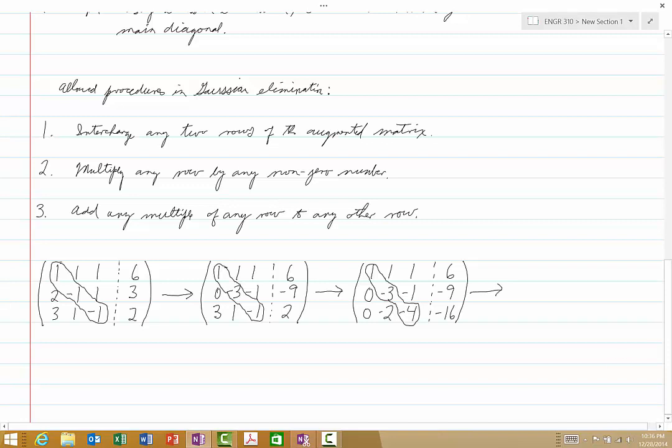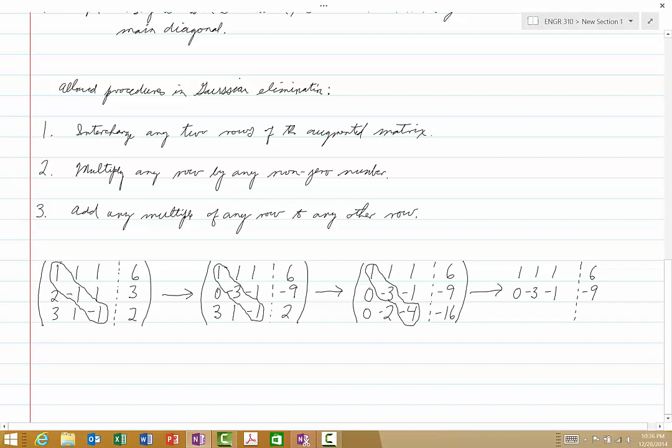So, again, to eliminate this negative 2 here, what we will do is add to the third row negative 2/3 of the second row. So the first row is not getting changed. We have 1, 1, 1, 6. And the second row will stay as 0, negative 3, negative 1, negative 9.